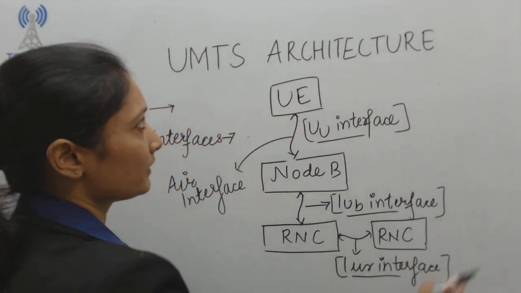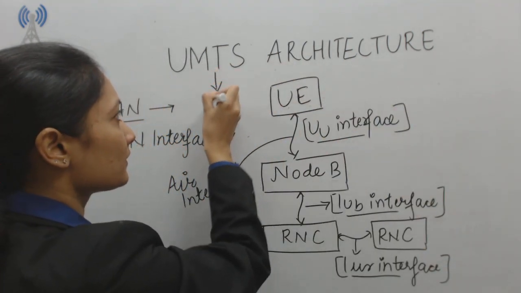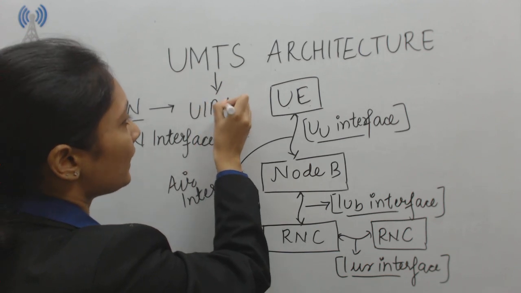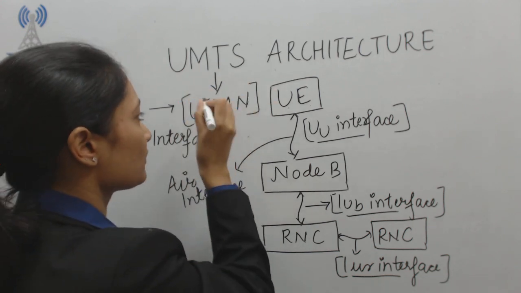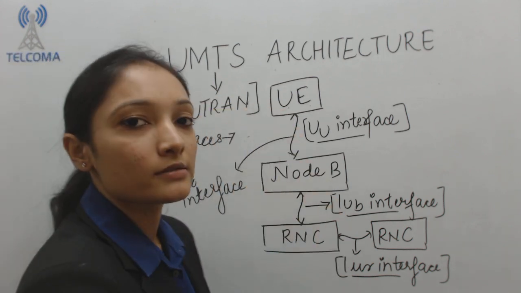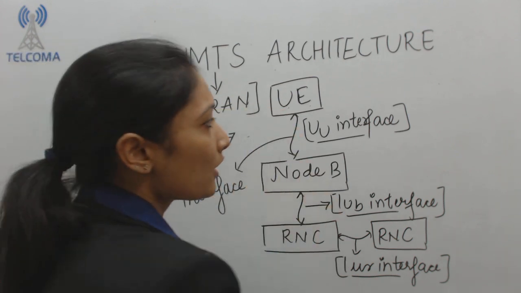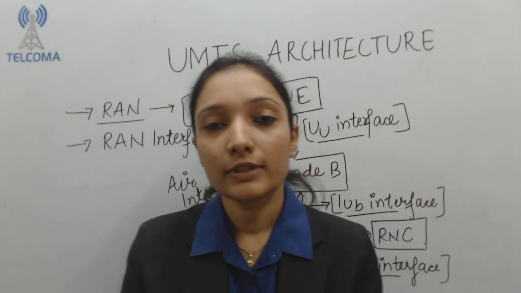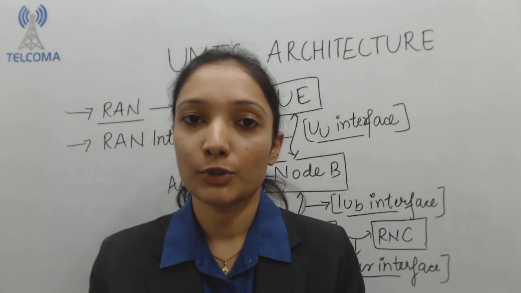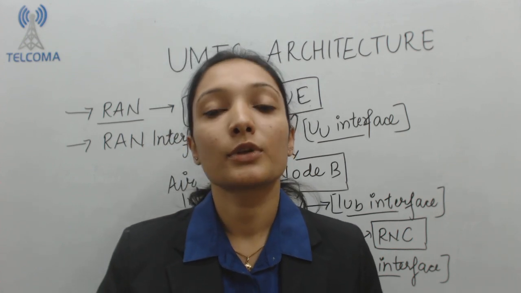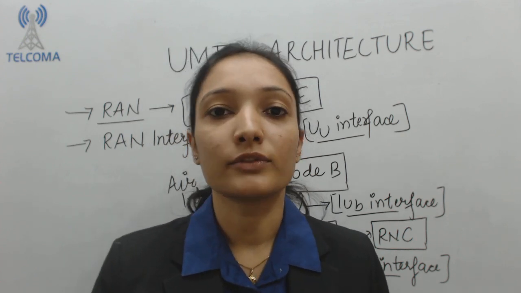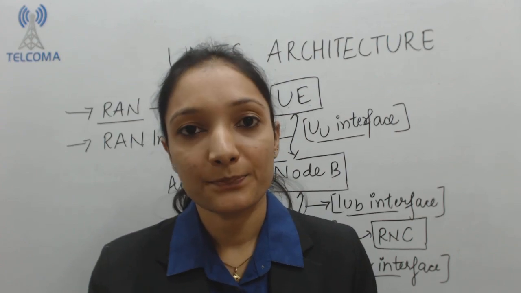This radio access network of UMTS is referred to as UTRAN, the Universal Terrestrial Radio Access Network. So this is all about the radio access network of the UMTS network. In the next session, we will be discussing the core network, the backbone network of the 3G systems, in detail. Thank you.